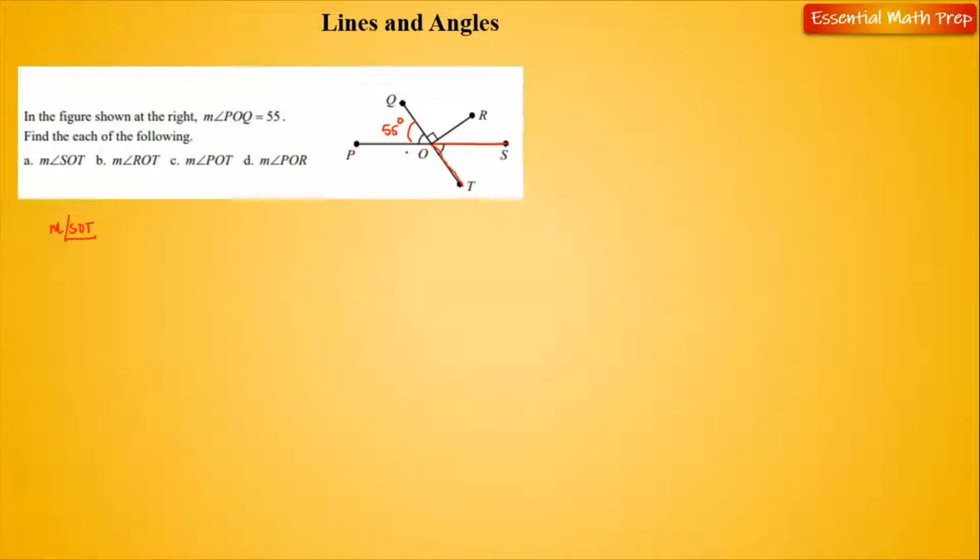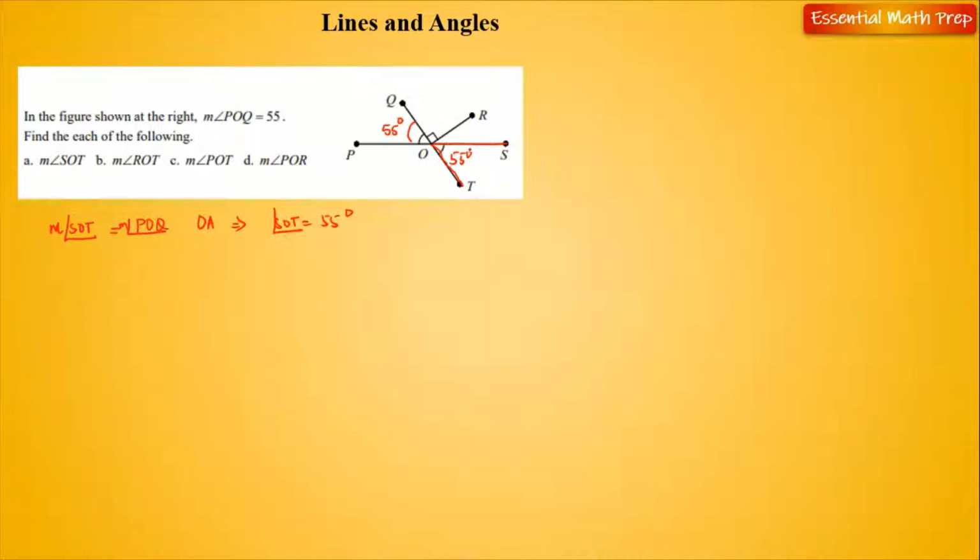If you notice, angle POQ and angle SOT are opposite each other, and opposite angles are equal. So angle SOT is equal to angle POQ because they are opposite angles. Therefore, angle SOT would be 55 degrees as well. So this is 55 degrees. From here, you can take more than one course of action to determine the rest of the angles.